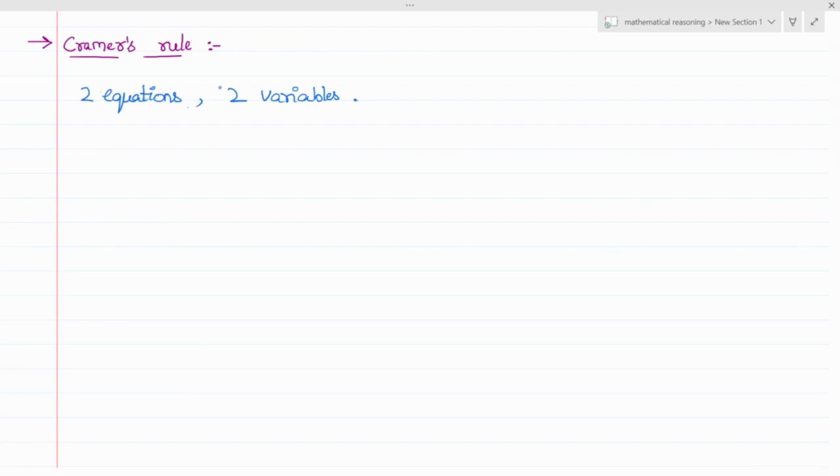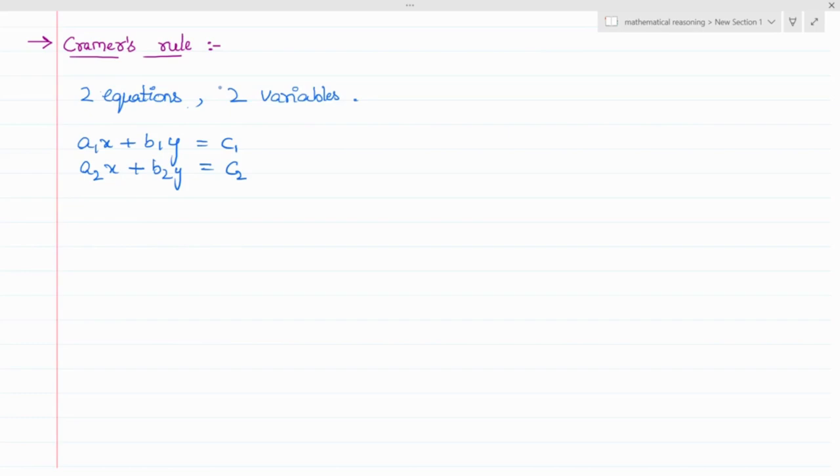Actually, if we have two equations like a1x plus b1y is equal to c1 and a2x plus b2y is equal to c2. So these are the two equations, and x and y are two different variables. So generally, if we have two equations and two variables, how do we solve? We solve by just using the elimination method. So we'll do that first.